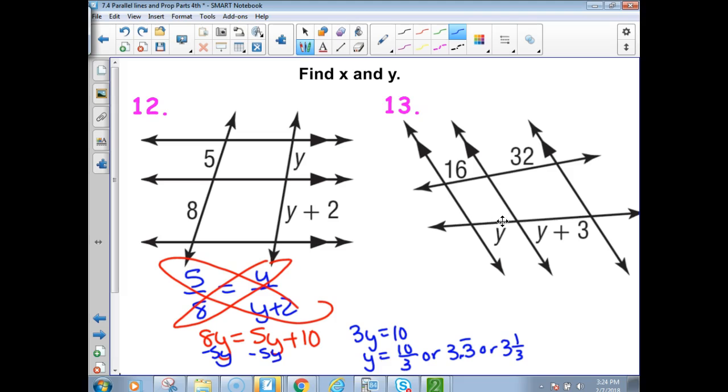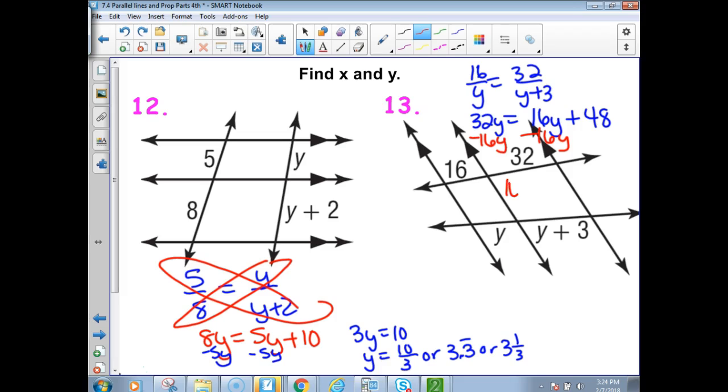Okay, this one, let's just go for it vertically if you want. 16 over y is 32 over y plus 3. I'm going to cross multiply. I got 32y equals 16y plus 16 times 3 is 48. All right, subtract 16y from both sides. I get 16 times y is 48. And then finally, divide by 16, and I'm going to get, sorry for my writing all over my picture, y is 3.